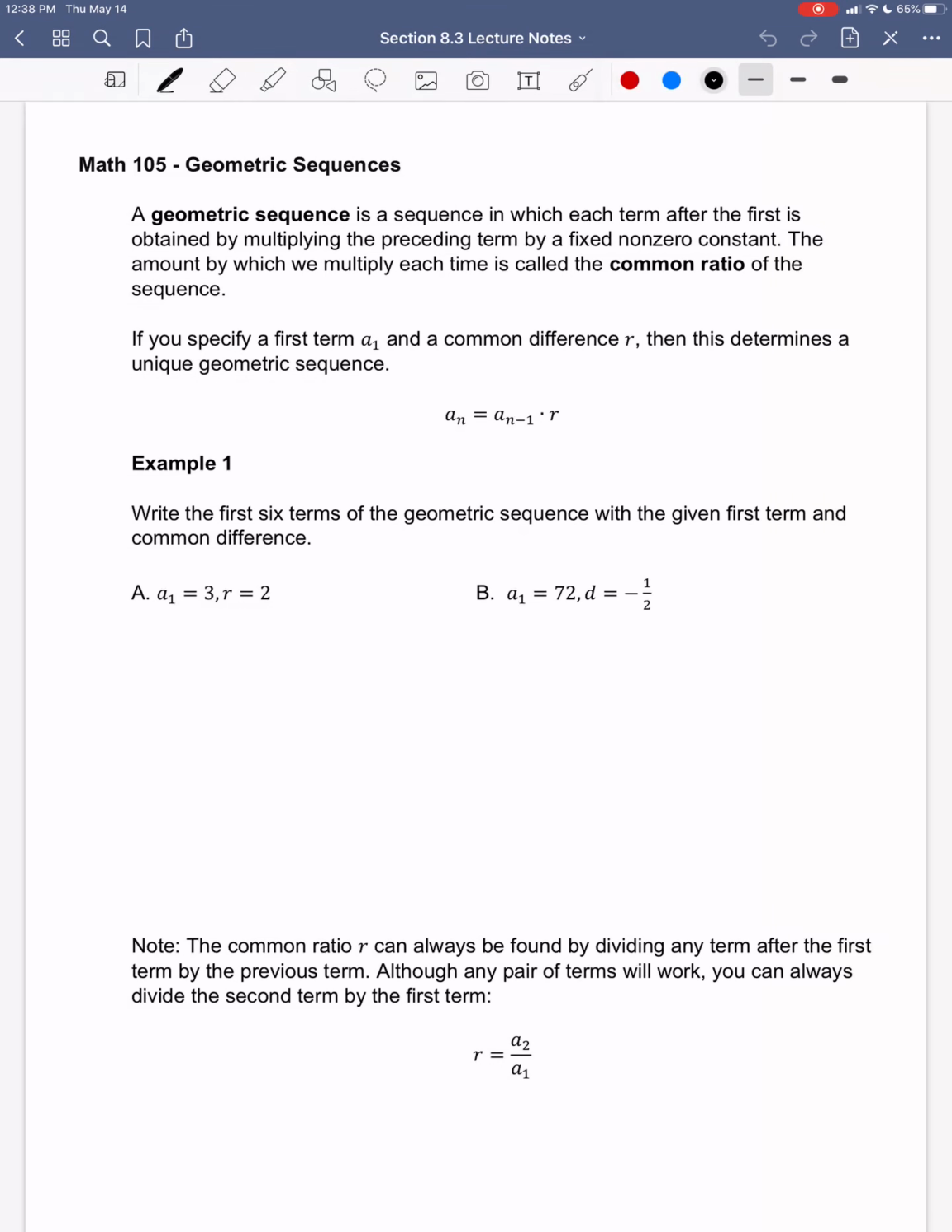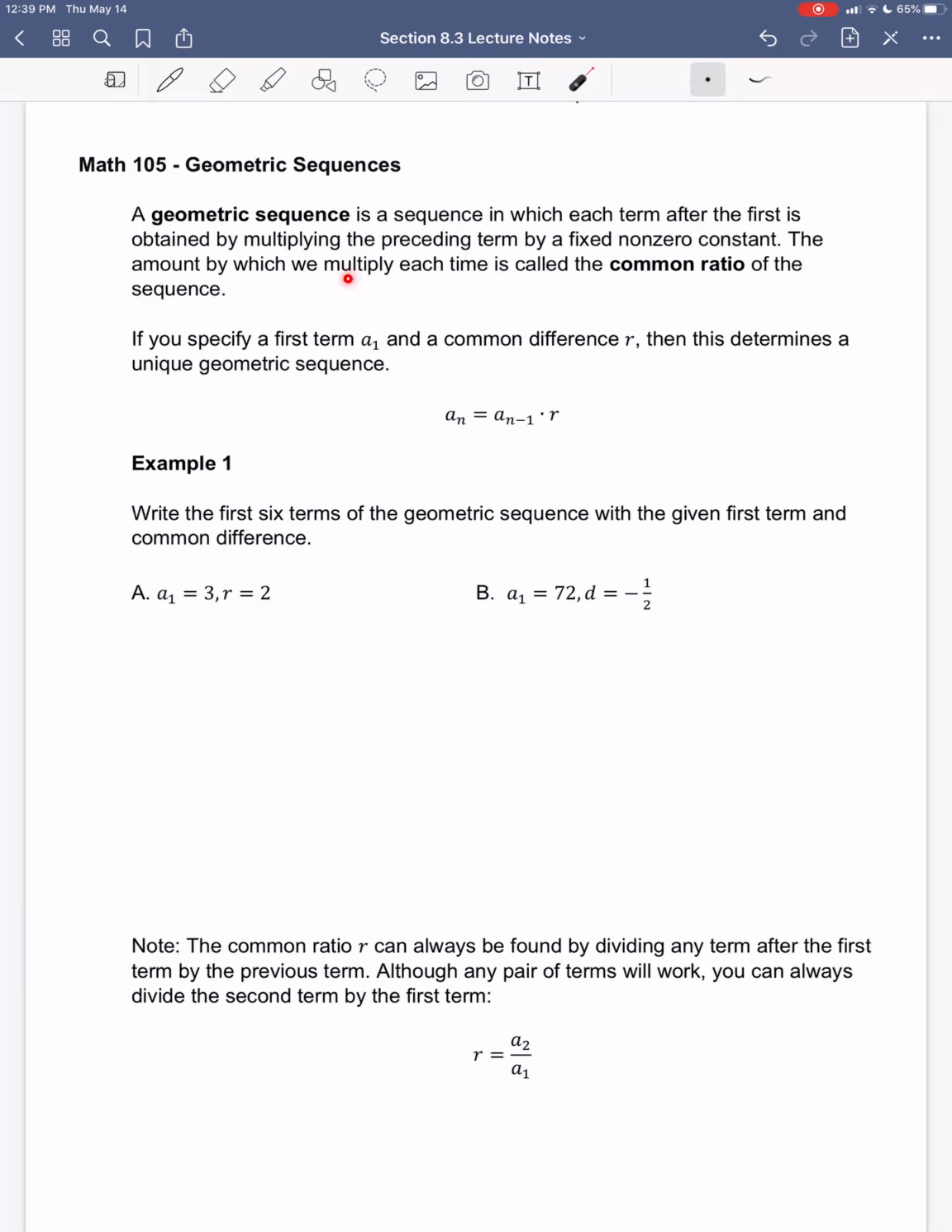In this mini lecture, I'm going to talk about geometric sequences. A geometric sequence is a sequence in which each term after the first is obtained by multiplying the preceding term by a fixed non-zero constant. Obviously, multiplying by 0 wouldn't lead to a very interesting sequence. We'd start with 4, 4 times 0 is 0, 0 times 0 is 0, 0 times 0 is 0. So the constant can't be 0.